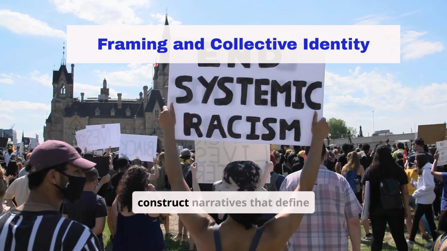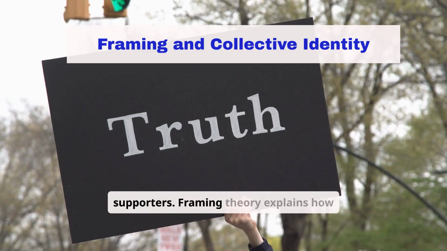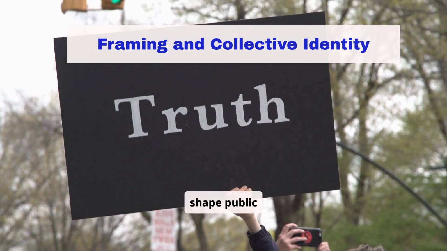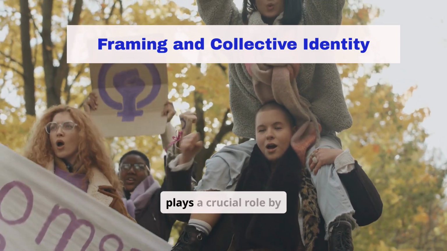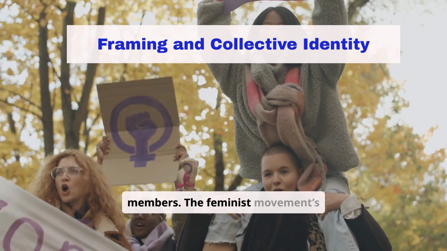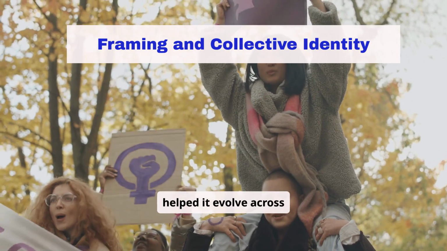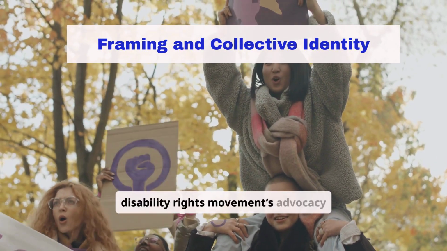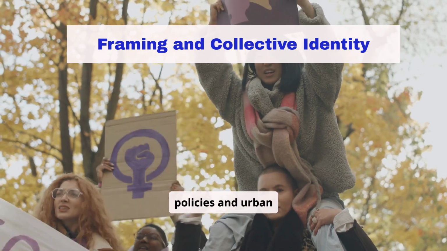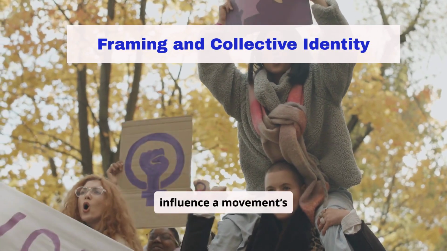Effective social movements construct narratives that define issues in ways that resonate with supporters. Framing theory explains how leaders craft messages to mobilize participants and shape public perception. Collective identity plays a crucial role by fostering a sense of belonging and shared purpose among members. The feminist movement's emphasis on gender equality and intersectionality has helped it evolve across generations, while the disability rights movement's advocacy for accessibility and inclusion has reshaped policies and urban design. Both illustrate how framing and identity influence a movement's success and longevity.